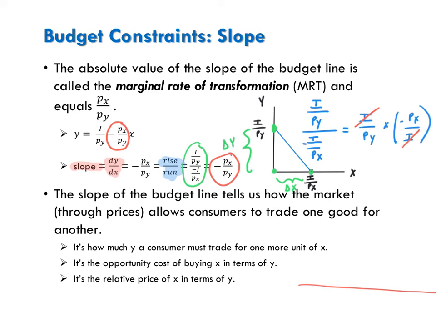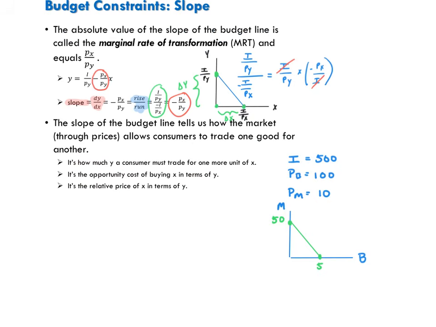The MRT can be interpreted in three ways. To help you understand these interpretations, let me revisit the example from before with books and meals. Here, the MRT is the price of books, since books is on the x-axis, divided by the price of meals, since meals is on the y-axis.